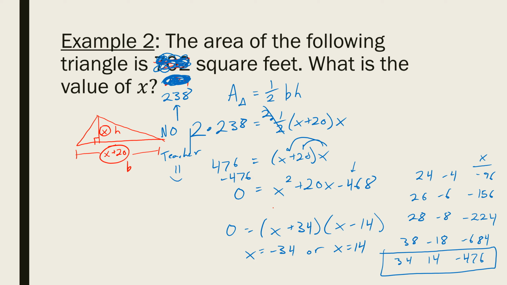Now here again, it does not make sense to have a negative x. Why? Because it doesn't make sense to have a negative height of a triangle. What's a negative height? Like it's going down into the ground? What is this nonsense? This is the only one that makes sense. Let's just make sure to include units, which I think in this case are feet.